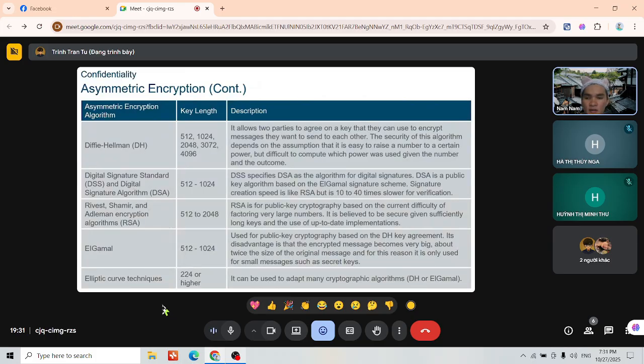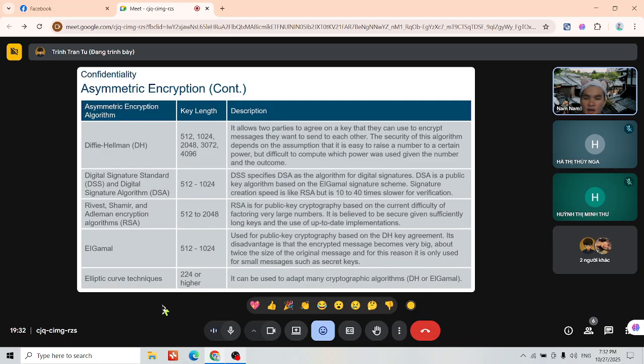Digital Signature Standard and Digital Signature Algorithm use 512 to 1024 bits. DSS certified DSA as the algorithm for digital signatures. DSA is a public key algorithm based on the ElGamal signature scheme. The signature creation is fast, but verification is 10 to 40 times slower.